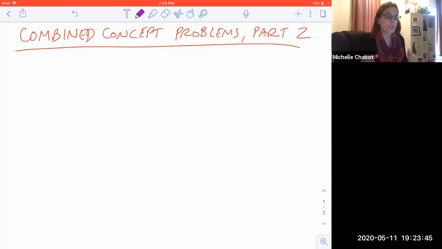For 2D motion, we've learned that you're going to separate out your x and your y. You're going to start with your x equation if it's constant acceleration, right? And then write out your y equation. You have something to do. You have these steps to follow, but you have to identify it as constant acceleration in 2D first. So what I want is for every combined concept problem for you to label it.